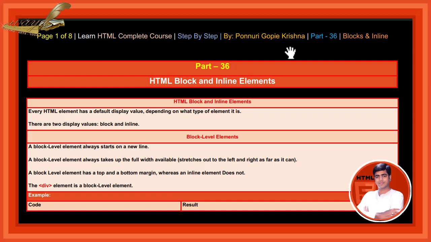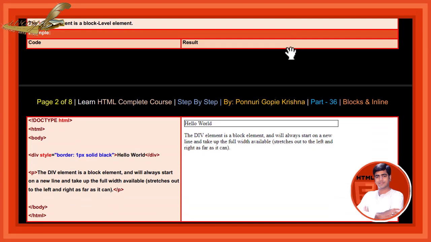Block level elements. A block level element always starts on a new line. A block level element always takes up the full width available, stretches out to the left and right as far as it can. A block level element has a top and bottom margin, whereas an inline element does not. The div element is a block level element. See the example in code.